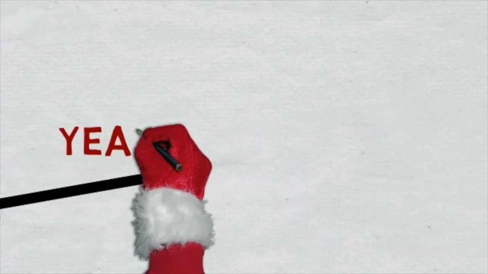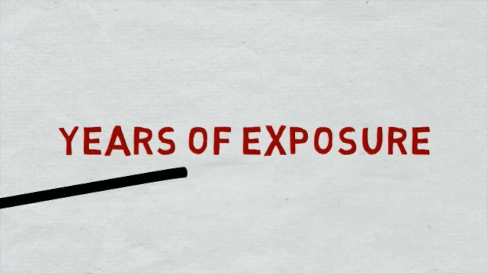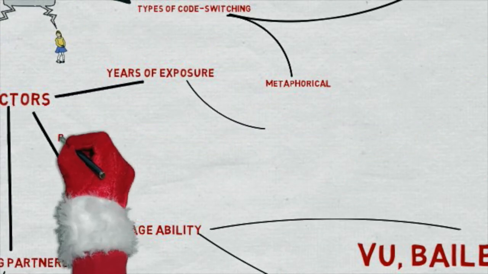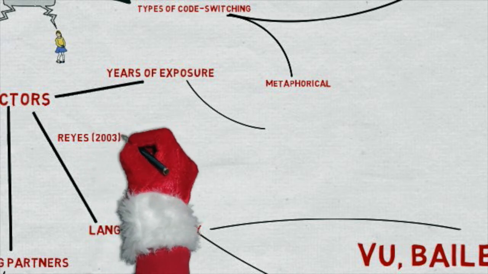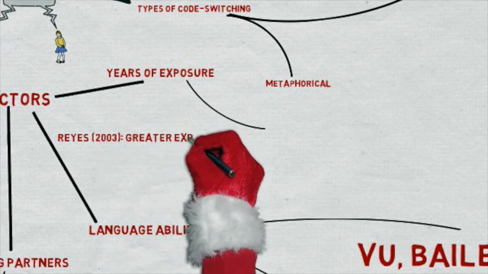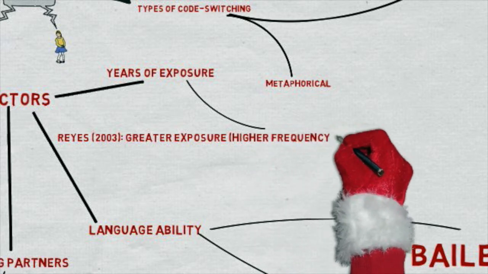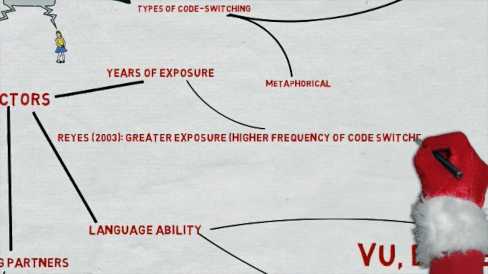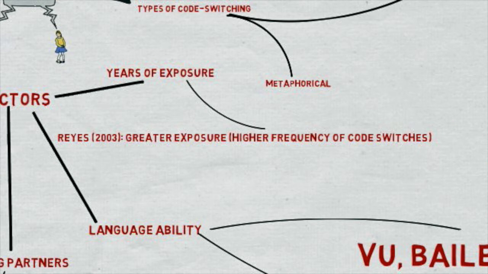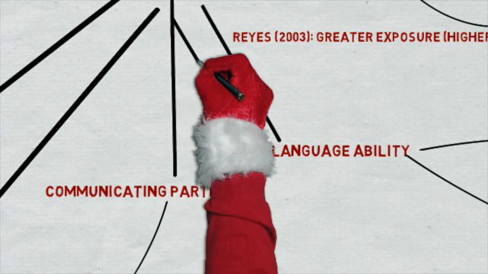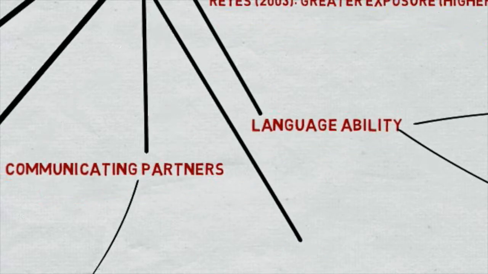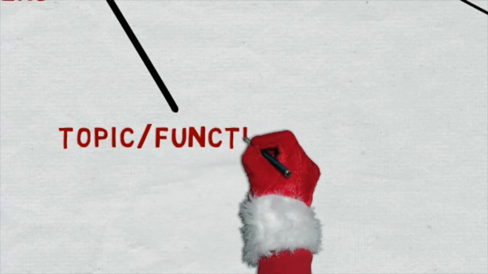The next factor would be the years of exposure to an L2. In a study done by Reyes, the results revealed that for children who had a greater exposure to the L2, their bilingual communicative skills advanced and they were able to switch languages with ease. As a result, there was a higher frequency of code switches among those who had greater exposure to the L2. Therefore, the years of exposure to the L2 affects code switching as well.